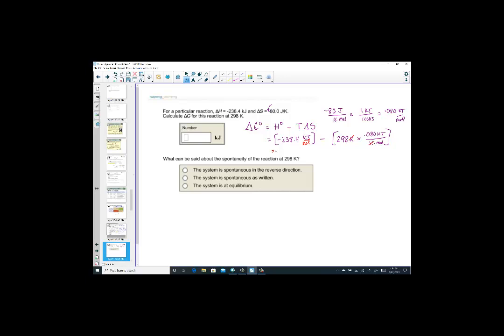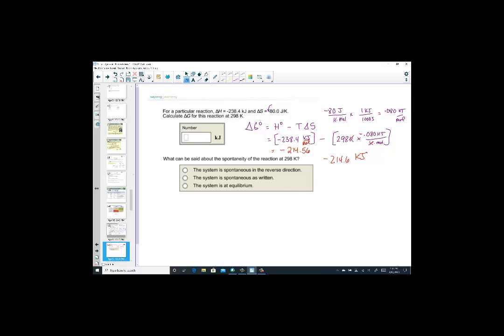Okay, let me see if I can catch up to you. See if we got a common answer. Negative 238.4 minus, and then in a parenthesis, 298 times, I forgot my negative, times negative 0.08. And my screen reads negative 214.56. I should have just one decimal for sig figs. And that would be in kilojoules or kilojoules per mole.